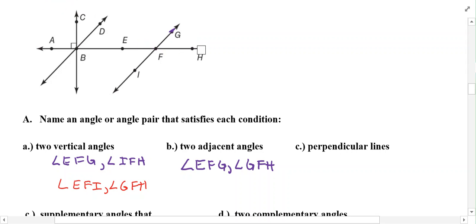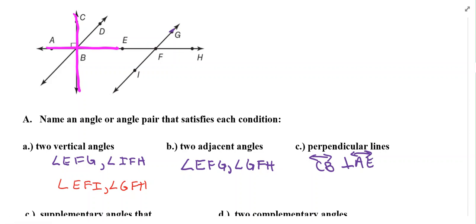In this picture for the next one, there's only one set of perpendicular lines. It'd be these two right here. So line CB is perpendicular to line, I don't know, we can call it a couple different letters, AE. Remember, AE could be called AB or AE or AF because we just have this line that goes through all these points right here.